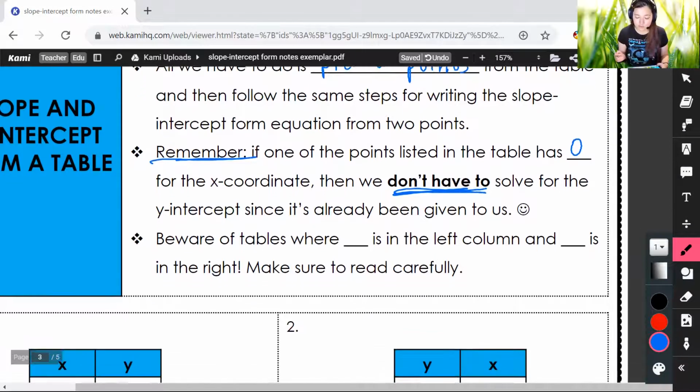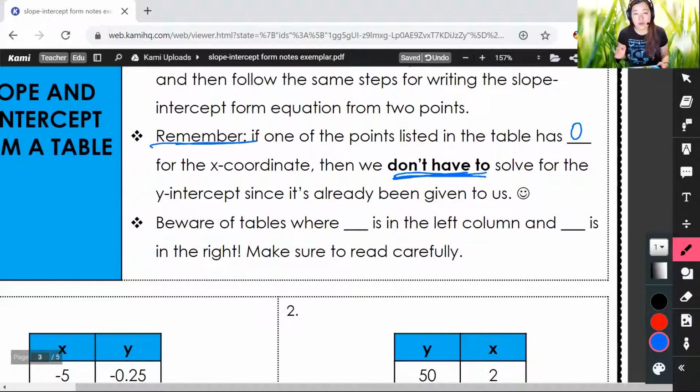Now, I know y'all don't like to do this. You need to read these problems carefully because you beware of tables where y is in the left column and x is in the right. Sometimes test makers will do that just to mess with you and make sure that you're paying attention. So if you accidentally use y values for x or x values for y, it's going to ruin the whole thing.